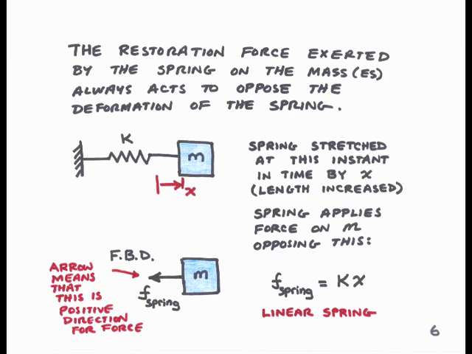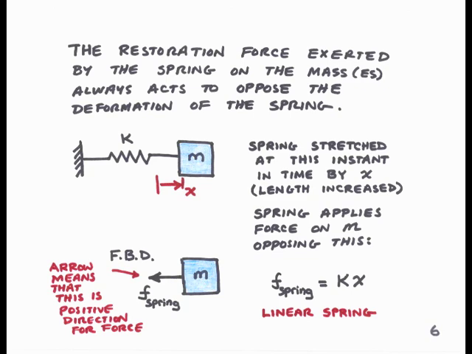If we make a free body diagram of the mass, and we denote the spring force going toward the left as shown, then we can write that this spring force, F spring, is equal to k times x, the amount of displacement of the mass from the undeformed position. This is a linear spring because the spring force is directly proportional to the amount of deformation.